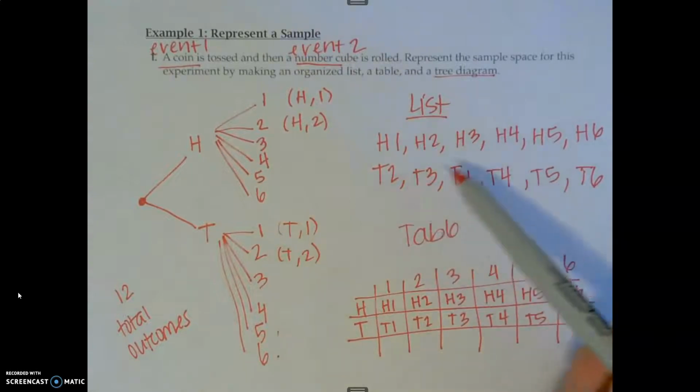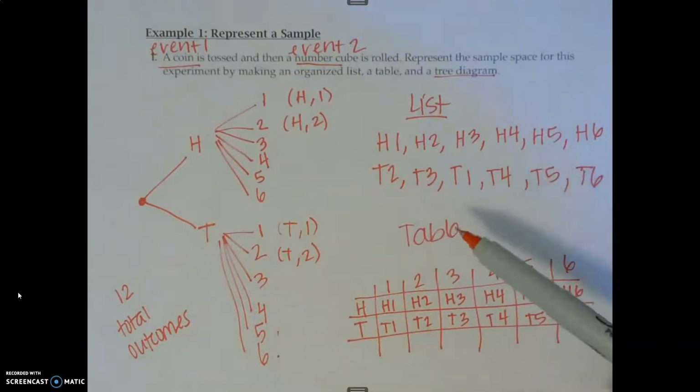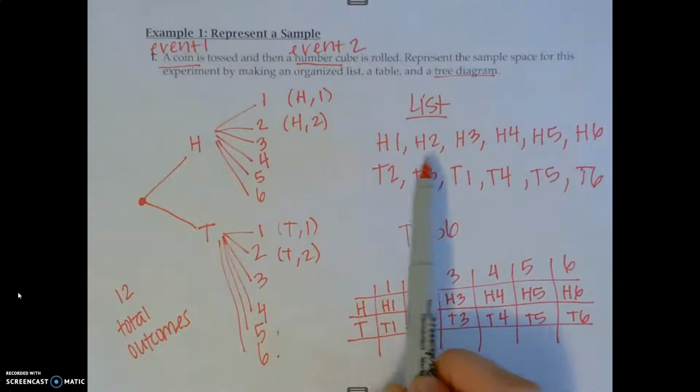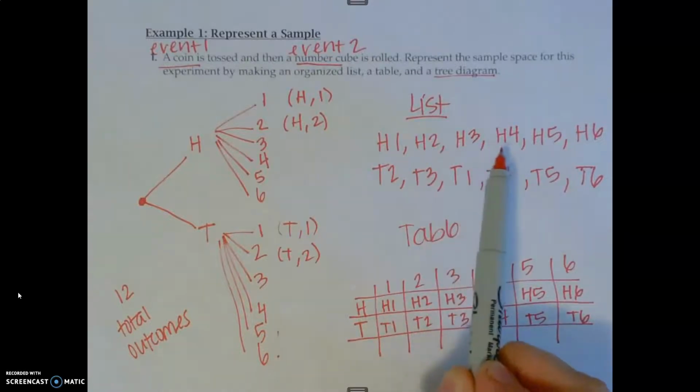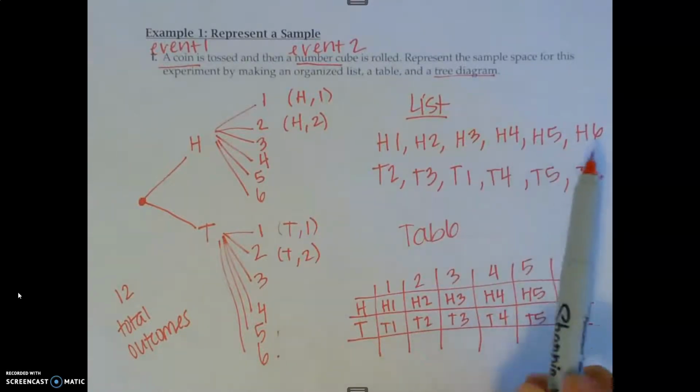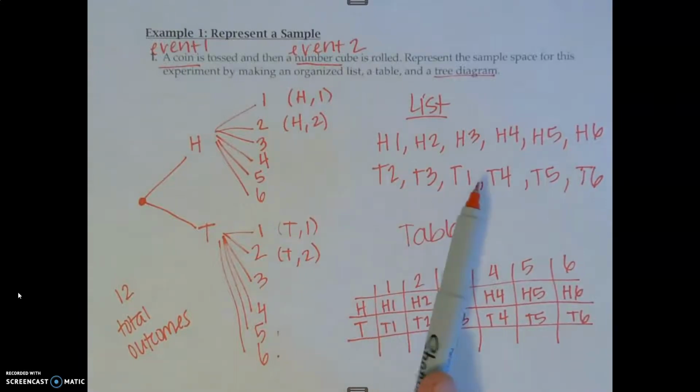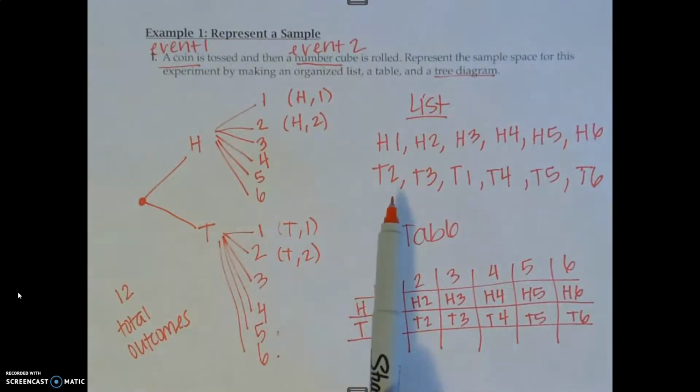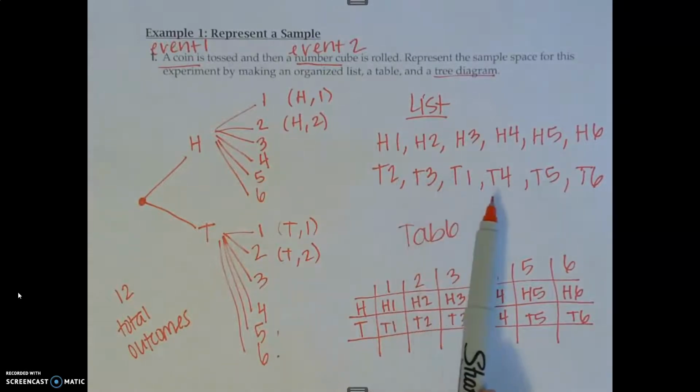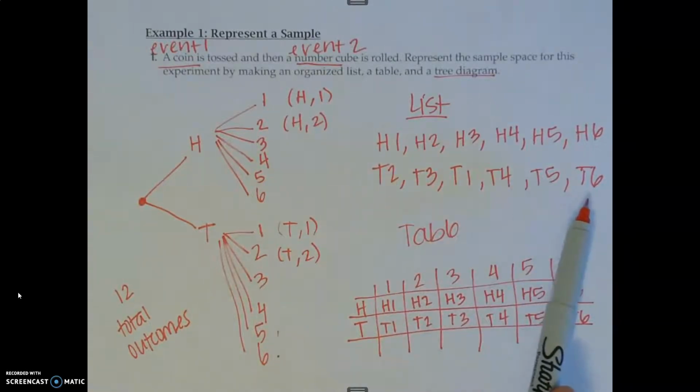We then move over to how we can represent it as a list. And again, this is just listing out all of the possible options using commas. So we have heads 1, heads 2, heads 3, heads 4, heads 5, and heads 6. And then all of the same numerical options had we flipped a tails instead. So tails 1, tails 2, tails 3, tails 4, tails 5, and tails 6.